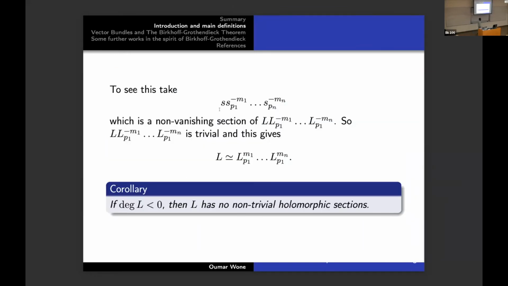How does one see this? We take the section s, then we multiply it by these sections, and this gives us a non-vanishing section of this line bundle. So this line bundle is trivial, and we get L isomorphic to this tensor product. And since the degree is a homomorphism, we get the result. As a corollary, if we have a line bundle of negative degree, necessarily it has no non-trivial vanishing sections.